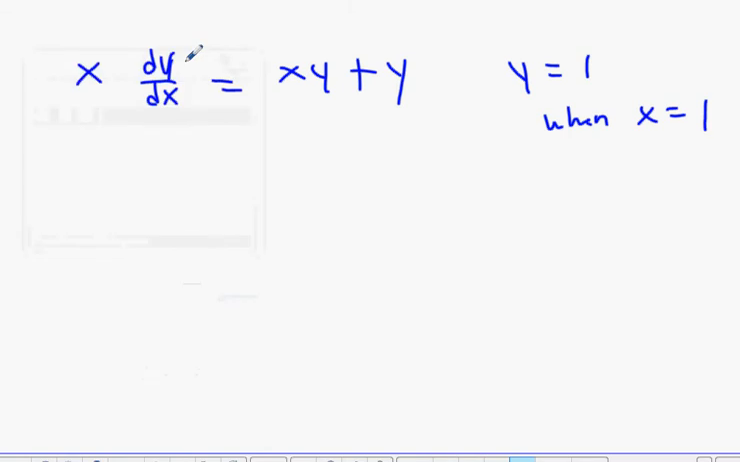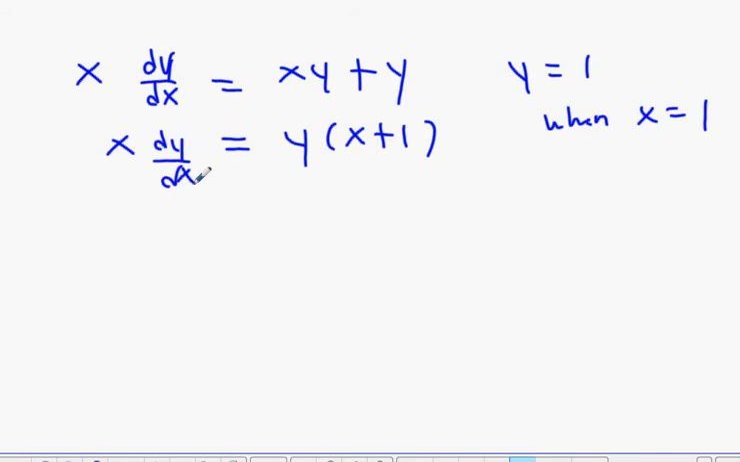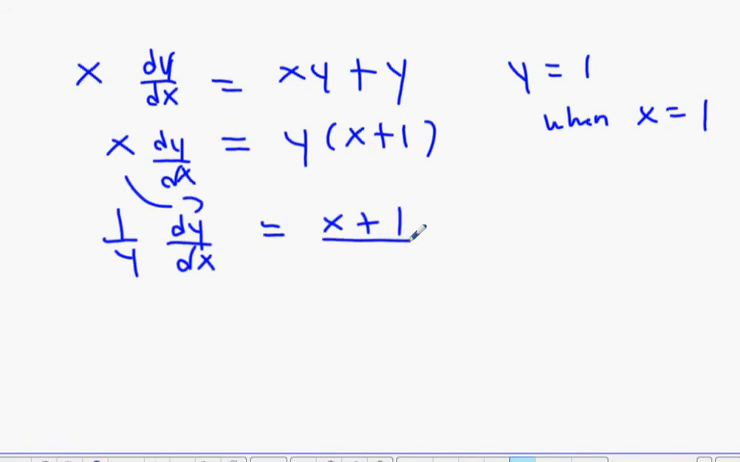Okay, solve the following differential equation. Okay, step one, I suppose we've got to factorize out the y there. So we get y into x plus 1, and that's x dy dx. Bring the y over, we get 1 over y dy dx. Bring the x underneath, and you get x plus 1 all over x.